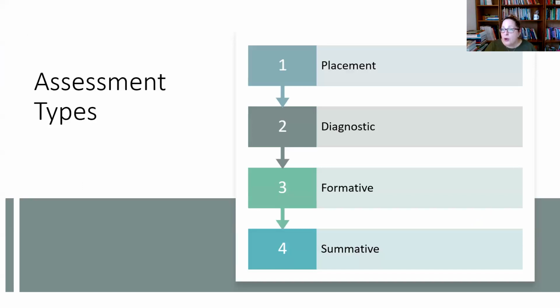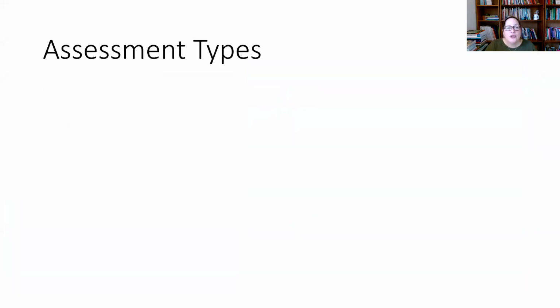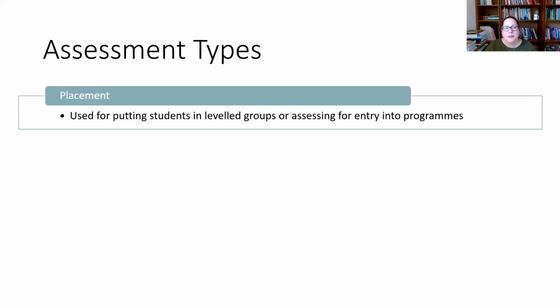So there are 4 different assessment types we're going to look at, and within those there are different kinds of measures we use, but we're going to talk about placement tests, diagnostic tests, formative tests, and summative tests, and the interactions these different kinds of measures have with our students who are multilingual. So we're going to start with placement tests.